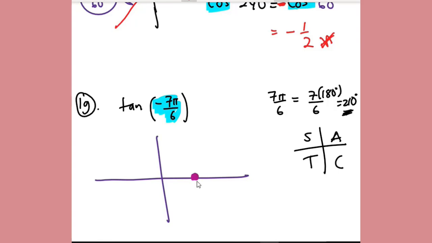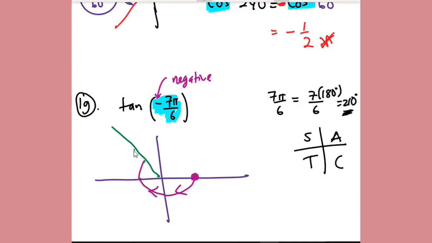You need to follow the clockwise direction. Why? Because it is negative. 90, 180, and 210. Stop at this one. Follow the clockwise direction because it is negative. Stop here, and then write down the line.